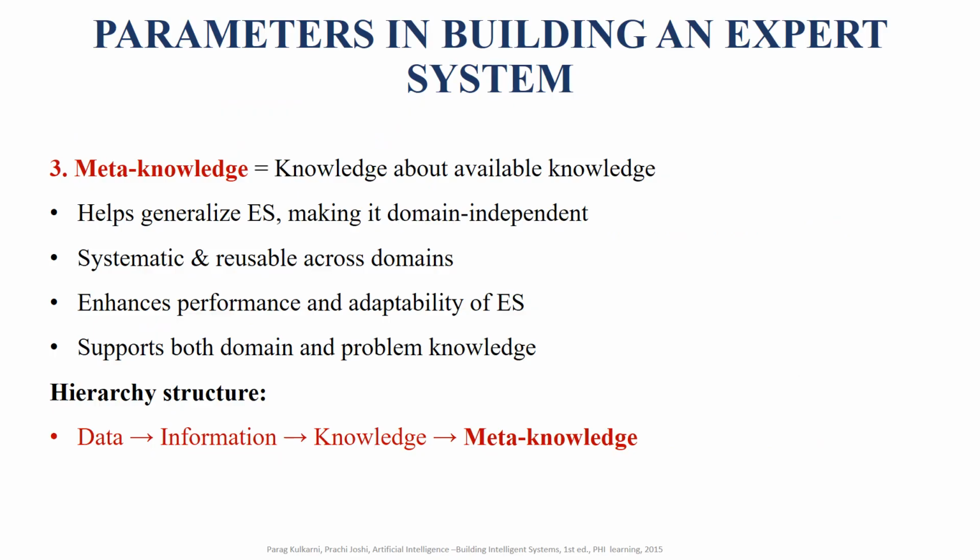Meta knowledge is the knowledge about the available knowledge. It helps to generalize the expert system, making it domain independent, systematic, and reusable across domains. It enhances the performance and adaptability of the expert system. It supports both domain and problem knowledge. This is the hierarchy structure which goes like this: data, information, knowledge to meta knowledge.